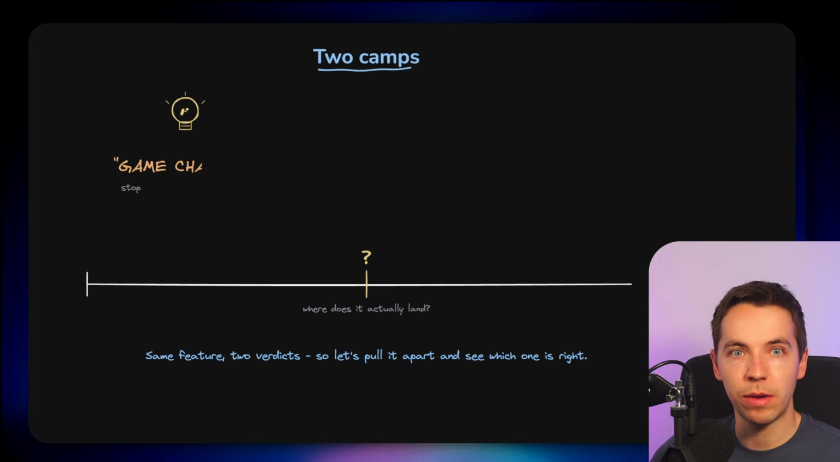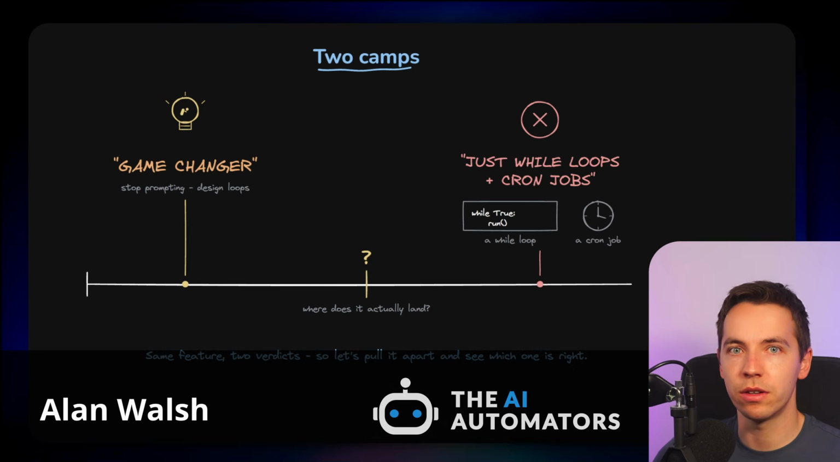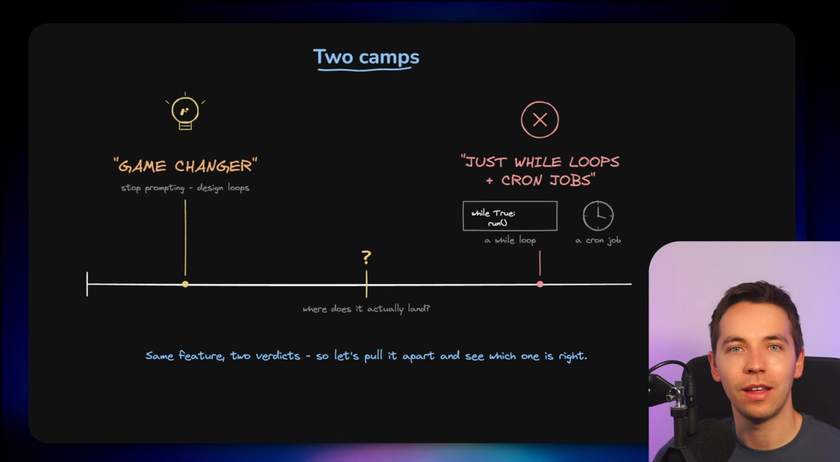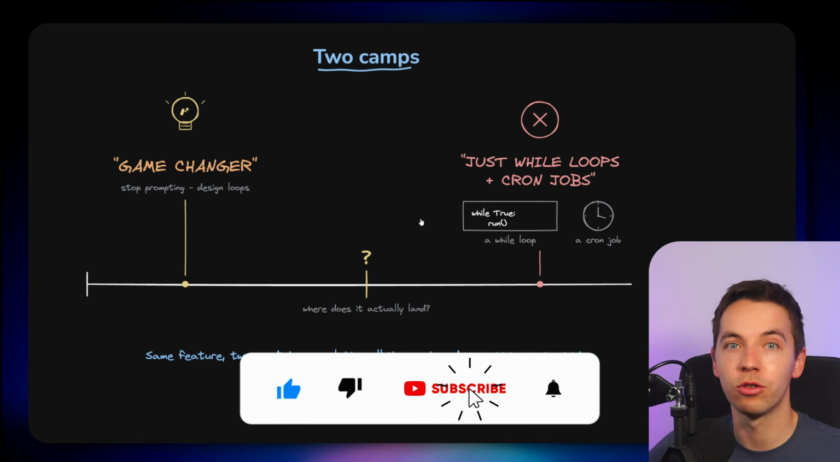Because on one side of the spectrum you have people claiming that this is a game changer and it's changing how they work, and on the other side plenty of developers are rolling their eyes saying that these are just while loops and cron jobs, and that loop engineering is just another push towards token maxing and trying to make AI companies as much money as possible. So let's get into it and see which one is right.